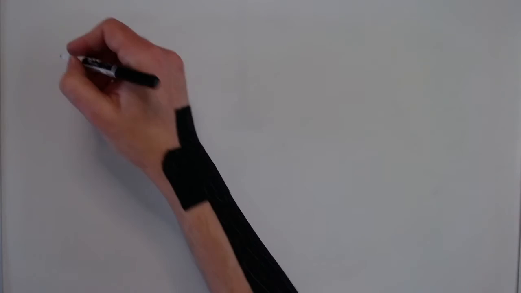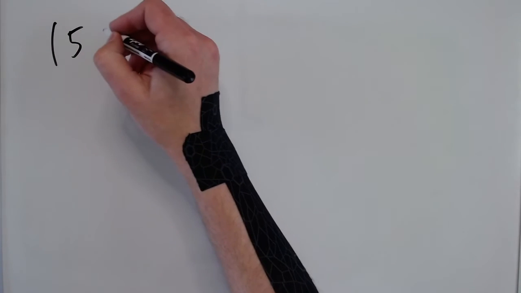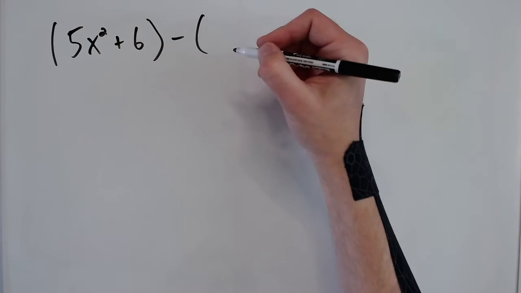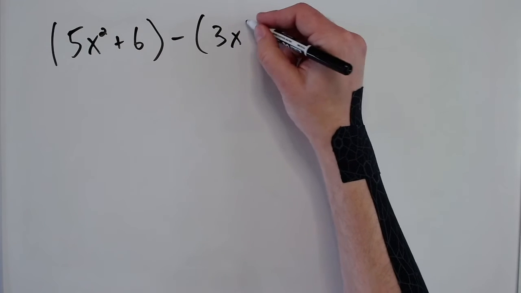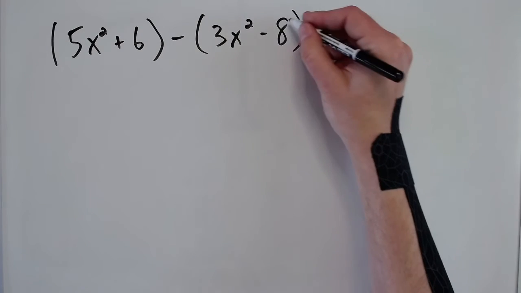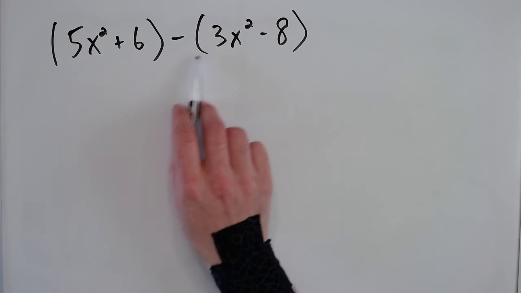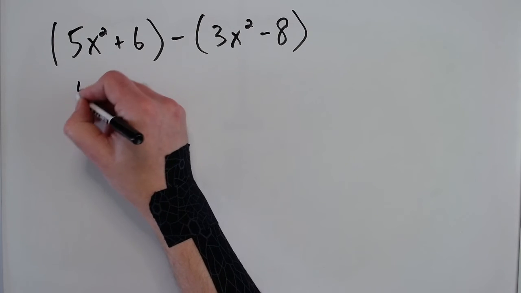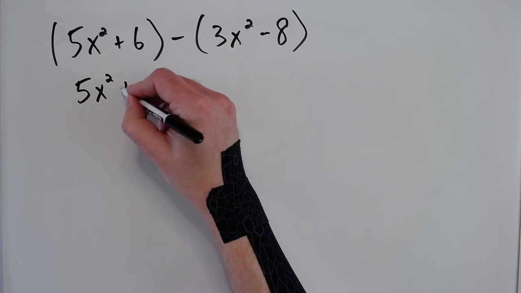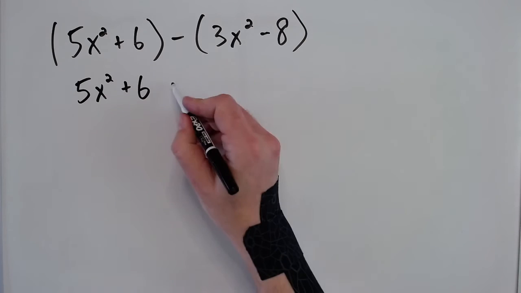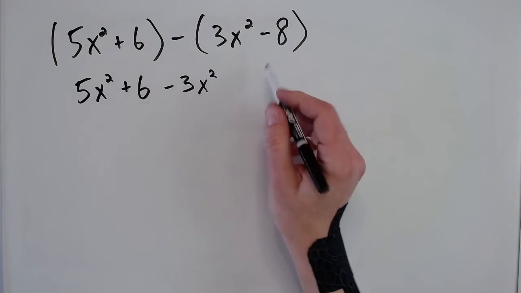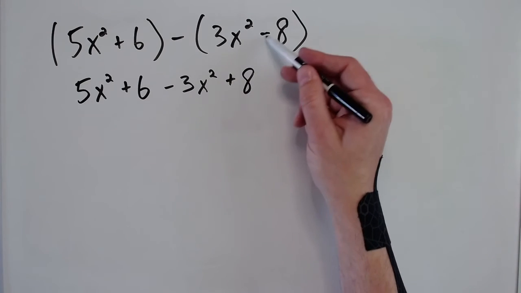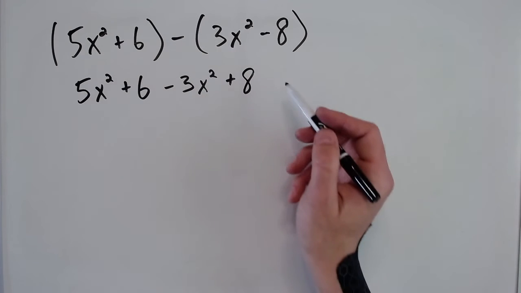Okay, let's subtract a couple polynomials here. 5x squared plus 6 minus 3x squared minus 8. Okay, so remember this minus sign needs to be applied. It's almost like distribution, right? So let's just rewrite it as 5x squared plus 6 minus 3x squared. We got minus and minus. This will be plus 8. The sign flips from minus to plus because the minus is on the outside.